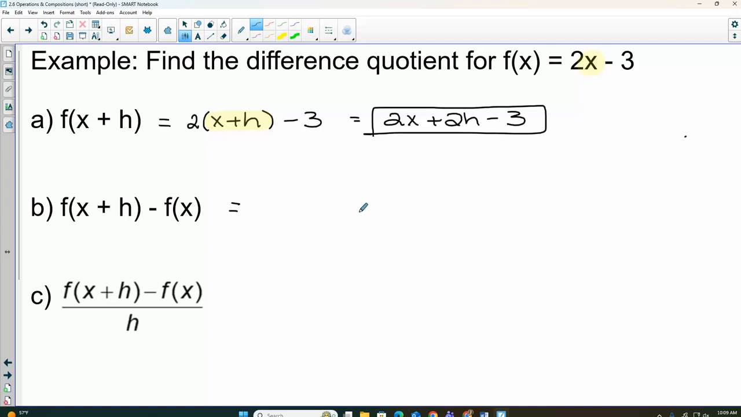Part B, f of x plus h minus f of x. What is f of x plus h?